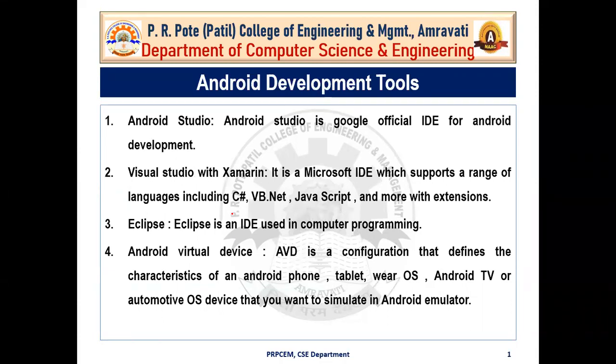Now, the second tool is Visual Studio with Xamarin. It is Microsoft's integrated development environment which supports a range of languages including C Sharp, VB.NET, JavaScript, and more with extensions. Using Xamarin, which now comes bundled in it, it is also possible to create cross-platform applications using C Sharp and then test on multiple devices connected to the cloud.